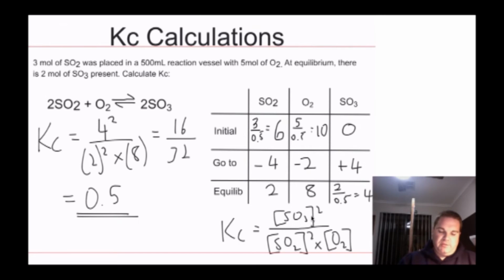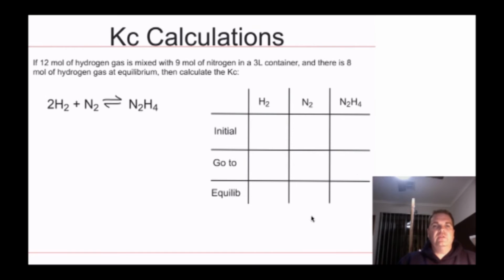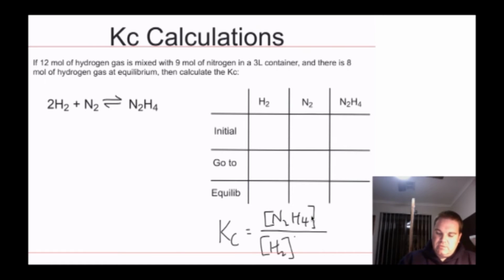Okay, so that's the first one. Next one I'm going to look at is this reaction here between hydrogen and nitrogen to give us our N2H4 molecule. So again, down here what I'm going to do is write our Kc expression. So it's our concentration of N2H4 divided by concentration of hydrogen gas squared times by concentration of our nitrogen gas.